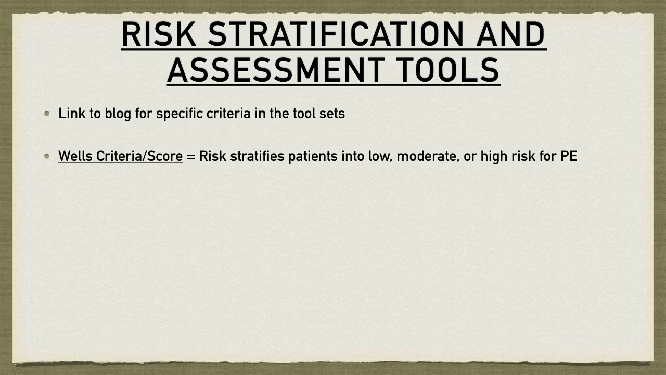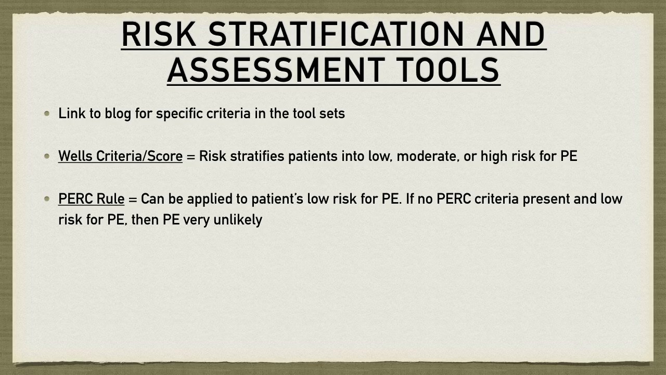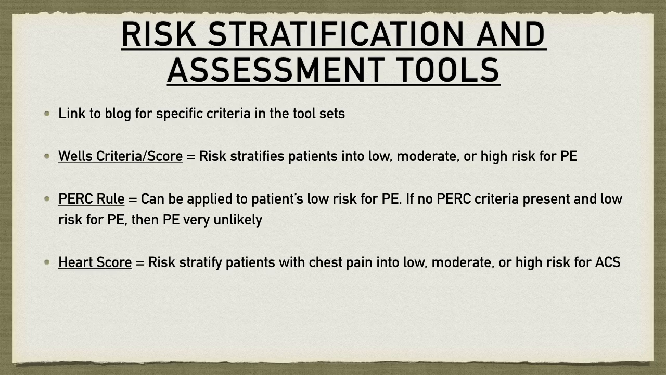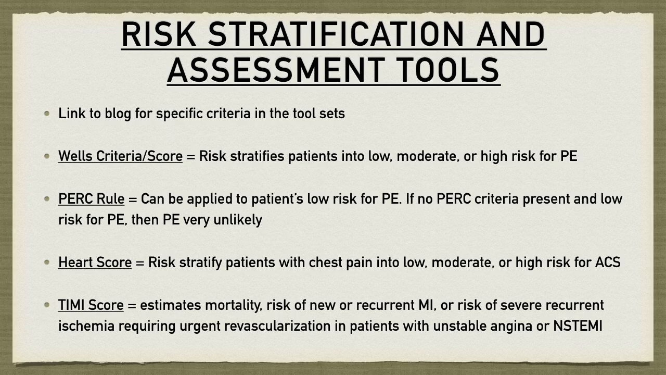But briefly, there's the Wells criteria score. This risk stratifies patients for PE. Then there's the PERC rule. If a patient is low risk for PE using Wells criteria and none of the PERC criteria are met, then the patient is considered low enough risk that you could consider not performing any further diagnostic workup for PE. The HEART score helps risk stratify patients for ACS, and the TIMI score helps estimate mortality and risk of new or recurrent MI in patients with unstable angina or NSTEMI.